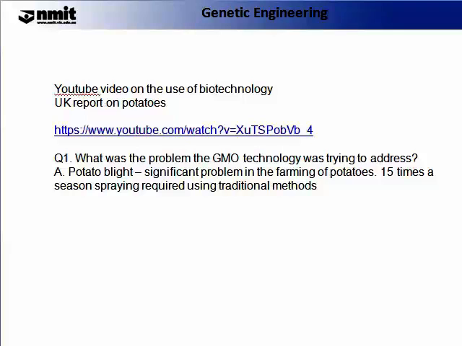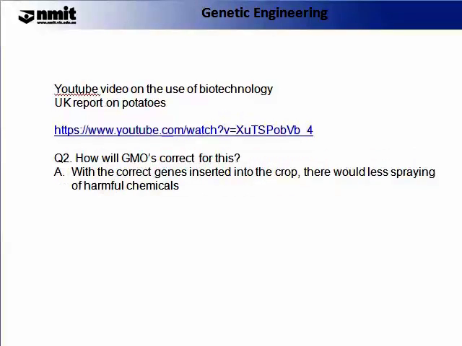The problem the GM technology was trying to address, as described in the report, was the problem of potato blight. This is a significant problem in the farming of potatoes. It requires 15 times more sprays a season when potato blight is treated by traditional methods. The GMOs will correct for this by inserting new genes into the existing crop. This will ensure less spraying of harmful chemicals is required.